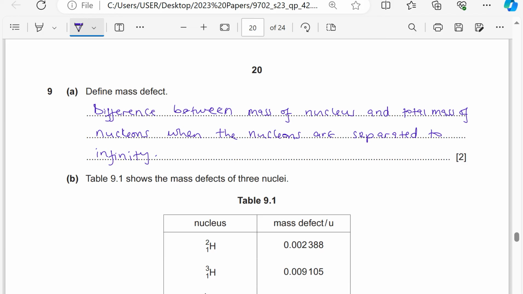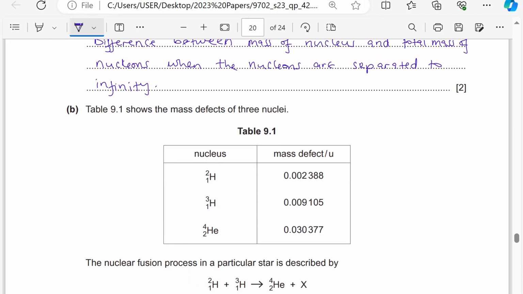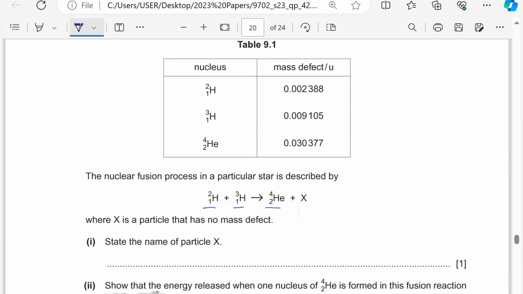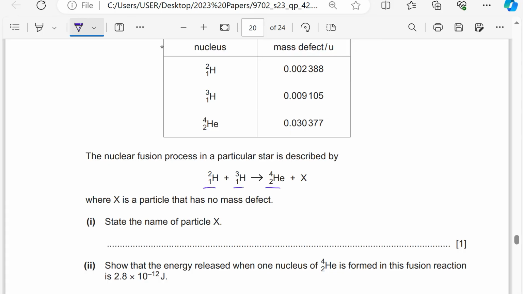That is what we call mass defect. The table shows the mass defect of 3 nuclei. The nuclear fusion process in a particular star is described by this equation, that is deuterium, tritium, to give helium plus X, where X is a particle that has no mass defect. State the name of X.